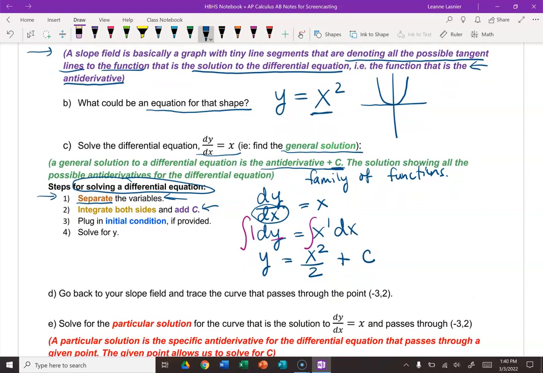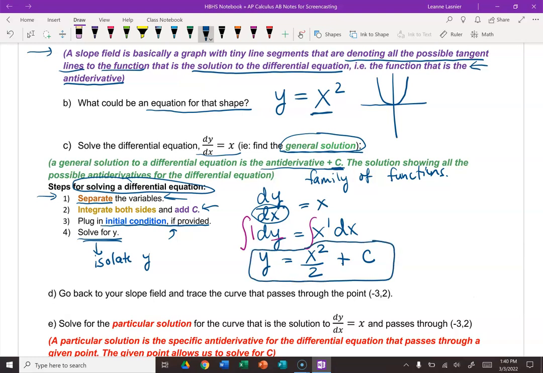And then we plug in an initial condition if provided, but I wasn't given one here because I'm just finding a general solution. We only do this if we're solving for c. And then we solve for y. In this case, y is already alone. This basically just means isolate y. But I don't need to do that here because it was already isolated. So this is my solution.